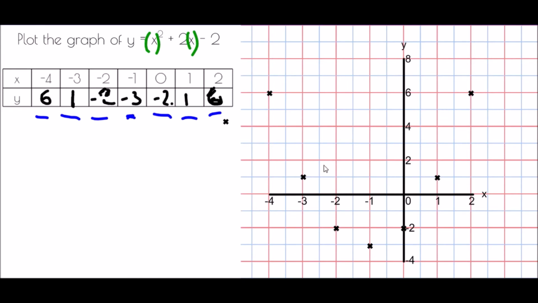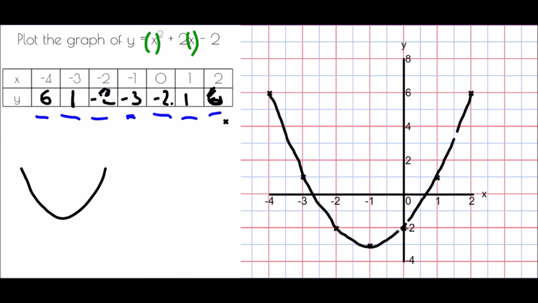Now again, you might notice we have a nice bit of symmetry going on. It'll probably be more apparent once we draw that line in, making sure it's one smooth line and joining each point to the next. There we go, our nice smooth curve. And you'll see it has roughly the same shape as we had in the previous question. We have that U shape. That's the classic shape for an x squared graph.